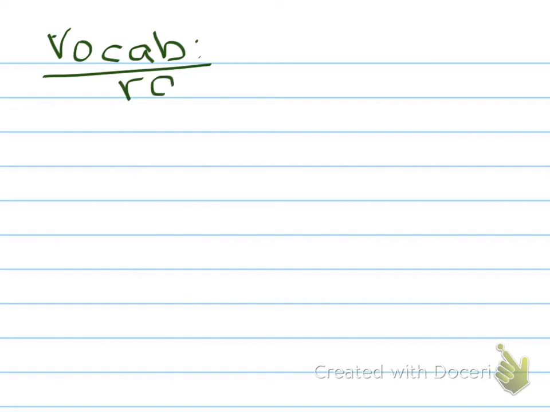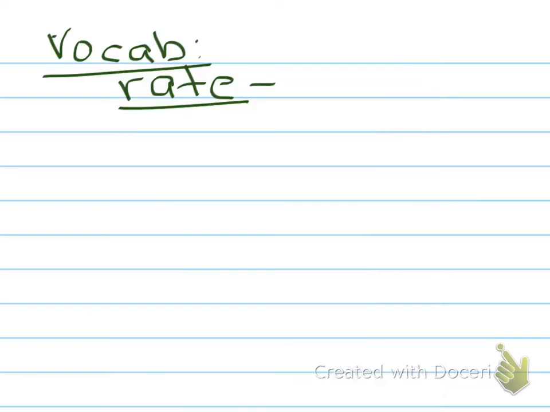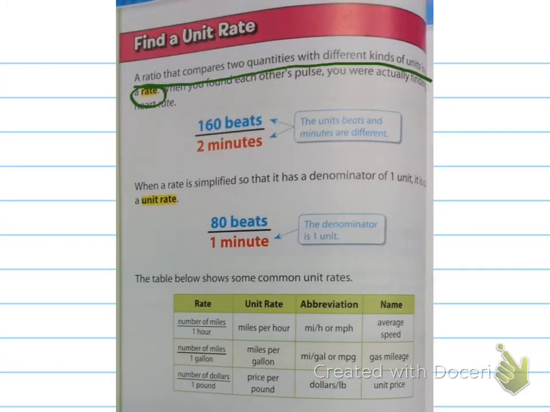So we're going to write rate, and we're going to do the definition of rate. And here it says the definition of rate is a ratio that compares two quantities with different kinds of units. A rate with a denominator of 1 is a unit rate. So next to rate, you're going to write a ratio, and you're going to write this entire sentence. Now when you finish that, and if you're not finished, please pause so that you can finish.